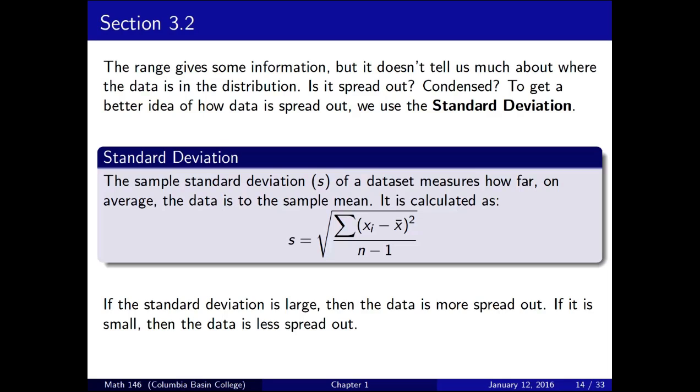So here I've given you the definition. The sample standard deviation of a data set measures how far, on average, the data is from the sample mean. The way to calculate that is using this formula. You'll notice that summation notation, that big sigma, pops up. Now, if the standard deviation is large, that means our data is more spread out. And if it's small, then our data is less spread out.